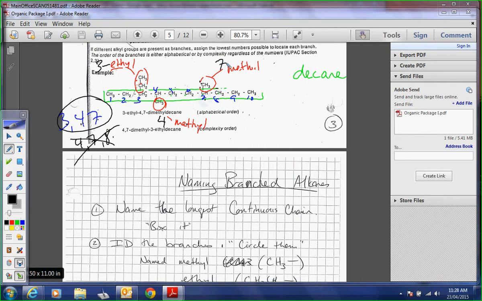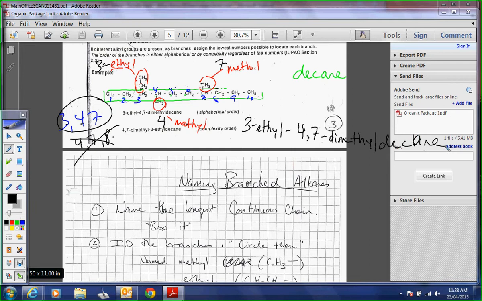So I'm going to write down 3 dash ethyl, because the ethyl's on carbon 3. Dash 4 comma 7. What do I need to write now? Dimethyl. Can you see that? Yeah. You can see it? And then ending with decane.